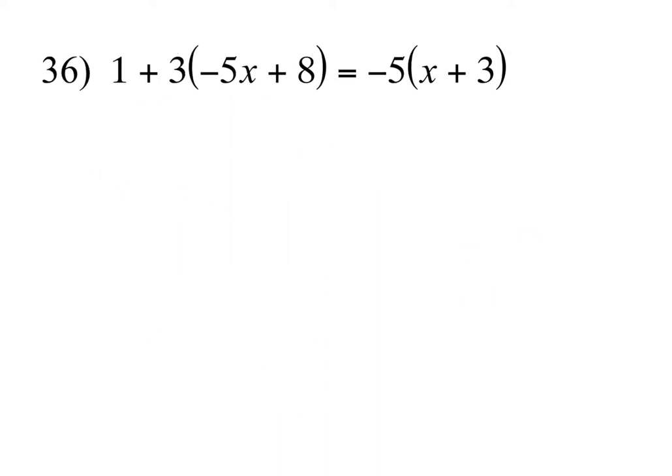All right, my first step is to distribute. So I do not add this 1 and 3 because I can't. The 3 is attached to that parentheses right now. To unattach it, I have to distribute it. So my first step here is to distribute this 3. I'm going to leave the 1 alone, and then I'm going to say 3 times negative 5x. That's going to give me negative 15x. 3 times positive 8 is going to give me 24.